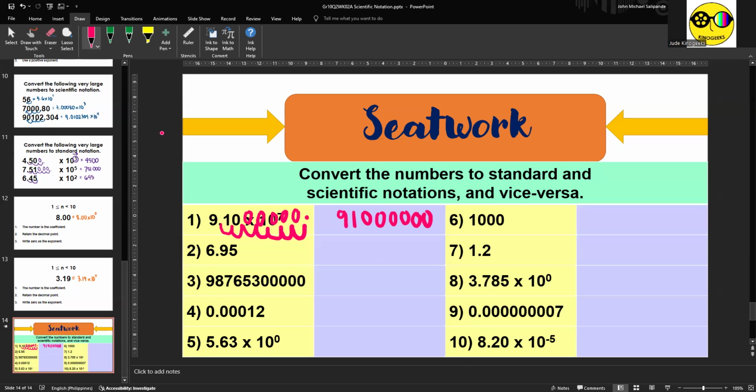Okay? Number 2, 6.95. 6.95 is a number between 1 and 10. The decimal point is already after the first non-zero digit, which is the number 6. So we don't have to move anything at all. In scientific notation, that is 6.95 times 10 to the power of 0.